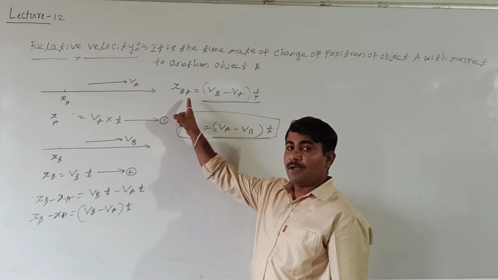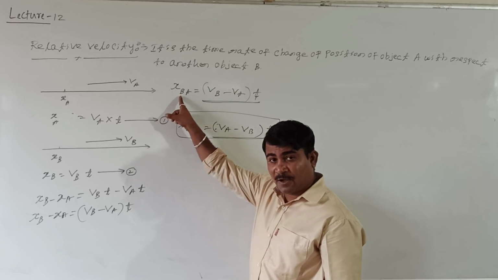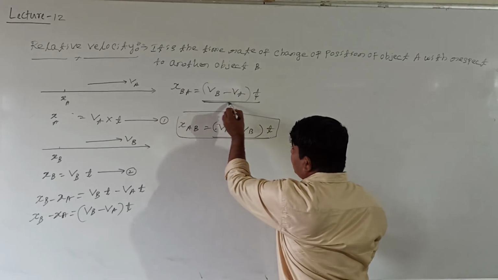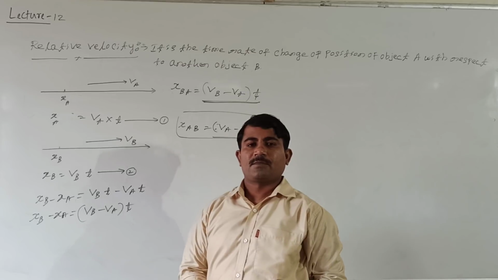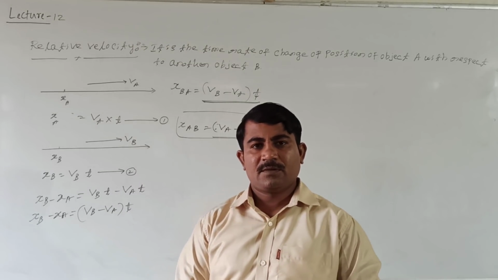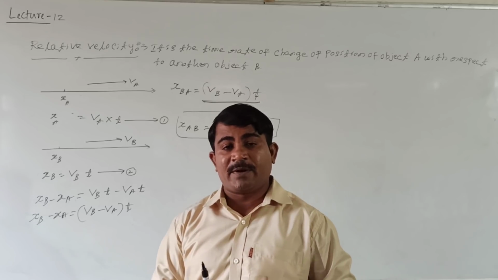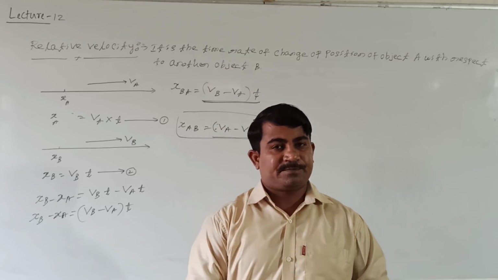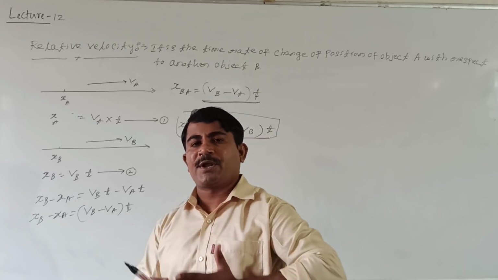In this case what happened? When A observes the displacement of B, then he can note this much displacement. What is the meaning of this? There is a relative change of displacement. Similarly, relative change of displacement means relative change of the position. We can take one more example here.